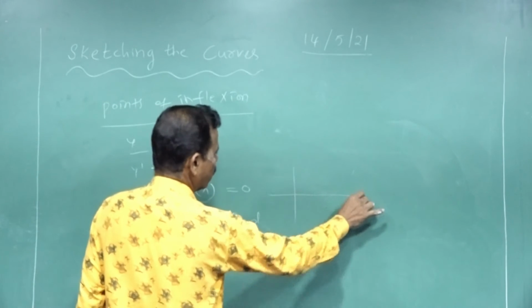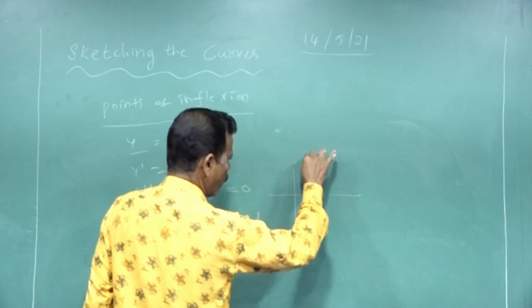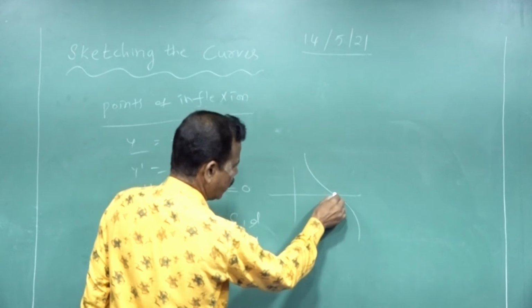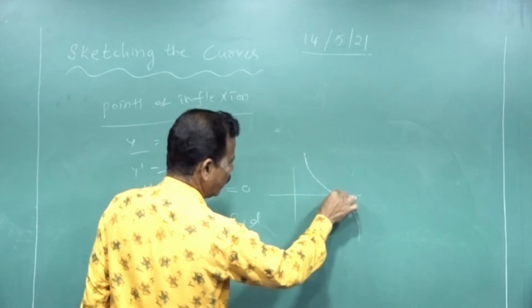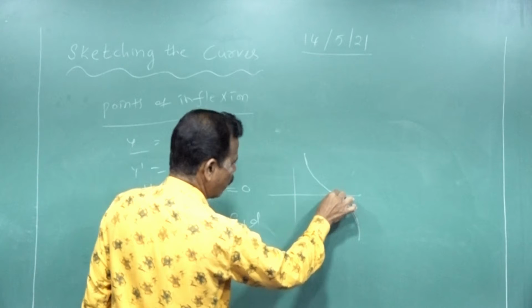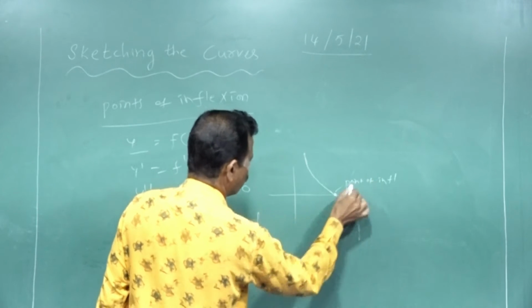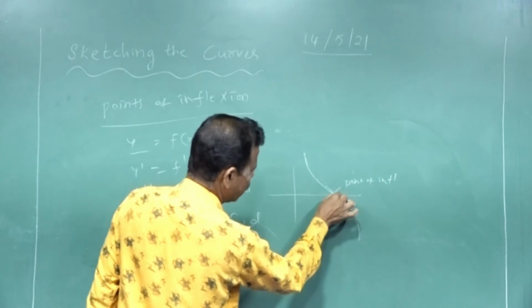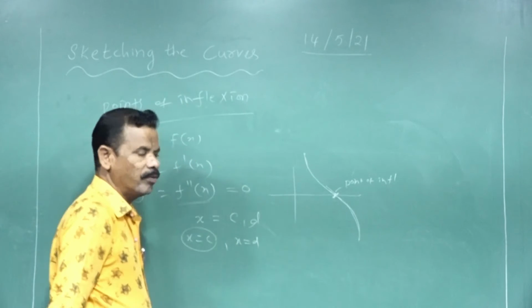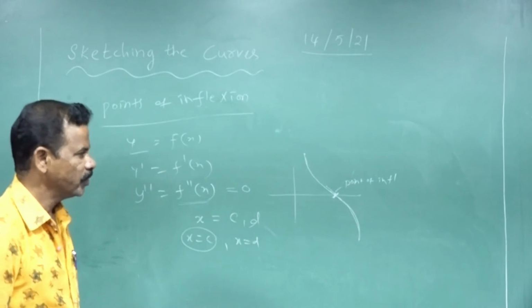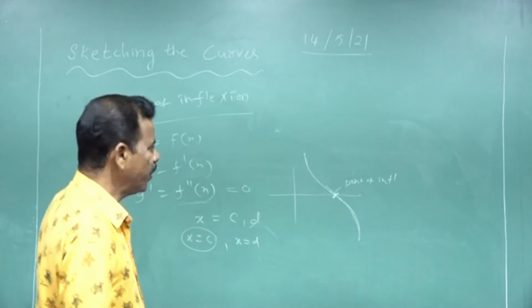So the point of inflection, how is it? Suppose a curve like this. Here onwards it is positive, here onwards negative. So this is the point of inflection. So here plus, here minus. At this junction, the point of inflection is there. So after that, concavity.